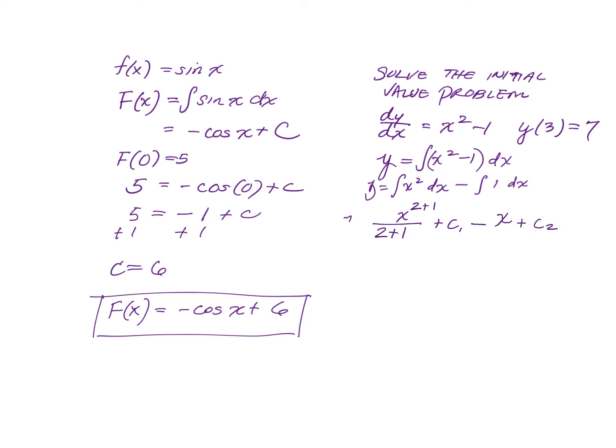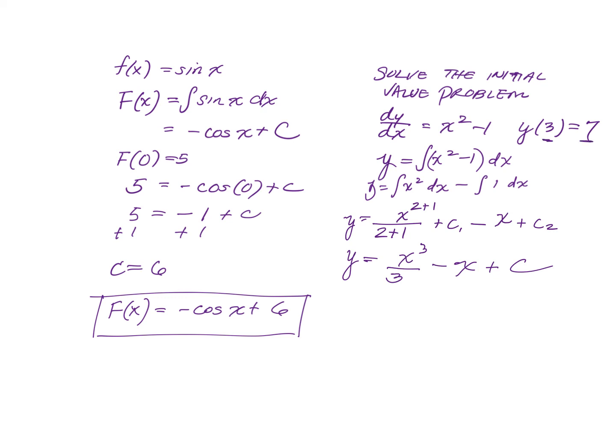Now we can combine those two constants to make one large constant. So we have x cubed over 3. You can also write that as 1/3 x cubed minus x plus c. And so now we have our general antiderivative. We know, though, that the initial condition when x is 3, y is 7.